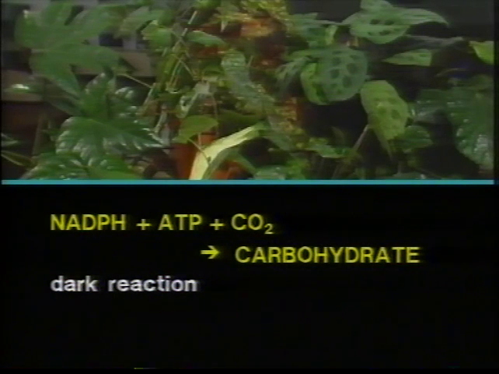Once the coenzyme's been reduced, it can be used in the dark reaction to reduce carbon dioxide to carbohydrate. This process, converting carbon dioxide to carbohydrate, not only needs electrons, it also needs chemical energy in the form of ATP, and the ATP produced during the light reaction is used for this purpose.